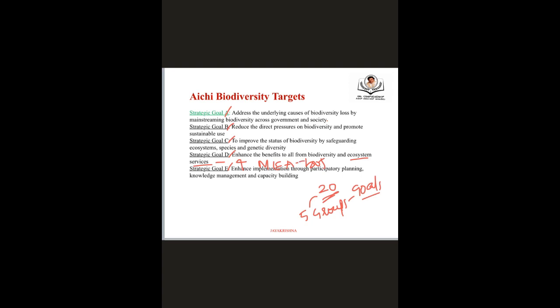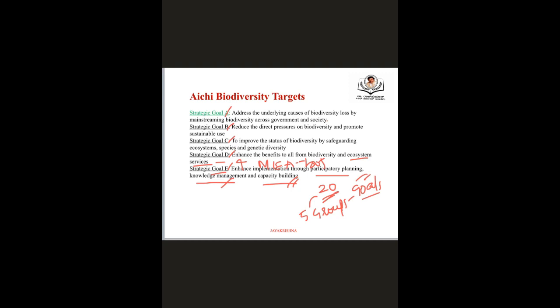There are four such ecosystem services: provisioning services, regulatory services, cultural services, and the supportive services, which we have discussed in some other video. Then the last one is called Goal E, enhanced implementation through participatory planning, knowledge management, and capacity building. These are the key terms in the Nagoya Protocol: participatory planning, knowledge management, and capacity building.